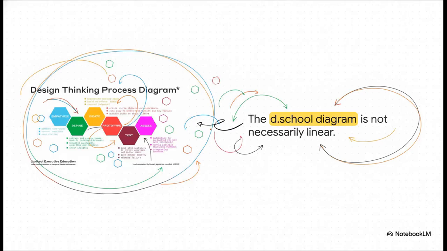Now, while the standard D-School process lays out these steps neatly from empathize to test, you've got to notice the fine print here. This process is not necessarily linear. You apply these stages as needed. Sometimes testing a prototype forces you to go all the way back to redefining the initial problem. It's an incredibly fluid, dynamic process.